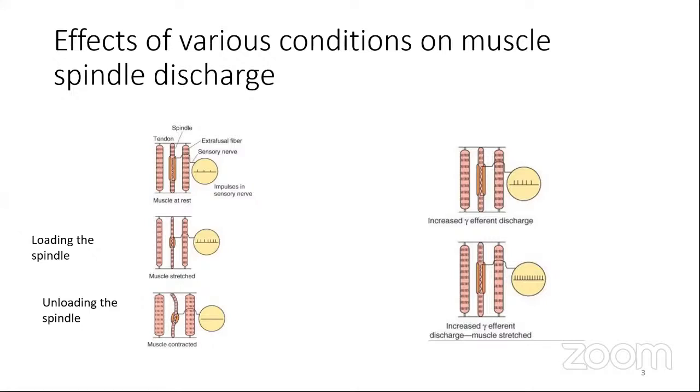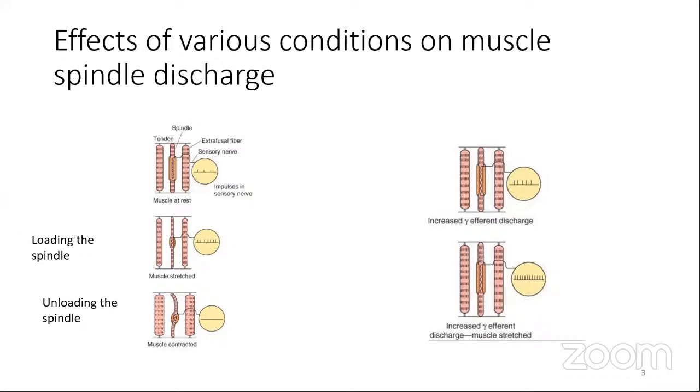They are produced by the sensory nerve endings innervating the muscle spindle. Then the second diagram is designated as loading the spindle. Here the muscle is stretched. When the muscle is stretched, you can see the activity of the spindles is increased.